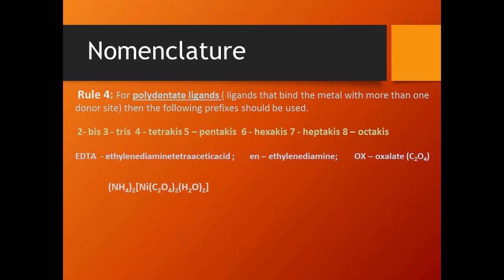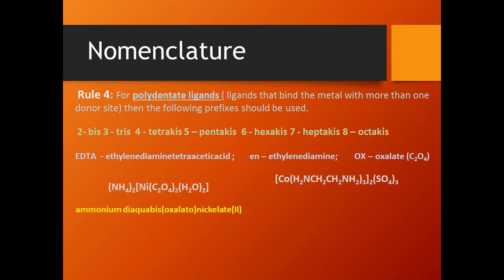First one is (NH4)2[Ni(C2O4)2(H2O)2]. This is an ionic complex, an anionic complex. So the name starts with ammonium, then comes a space, diaqua bis(oxalato). You see, oxalato is a polydentate ligand, so I have used the prefix bis, and oxalato is enclosed in the bracket, then nickelate(II).